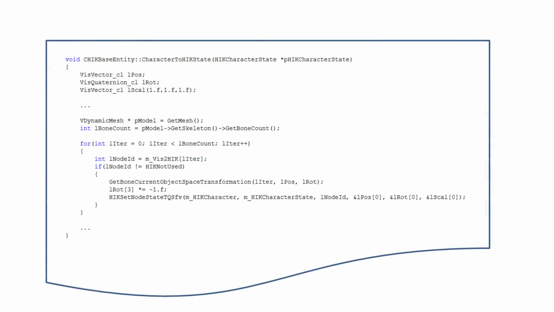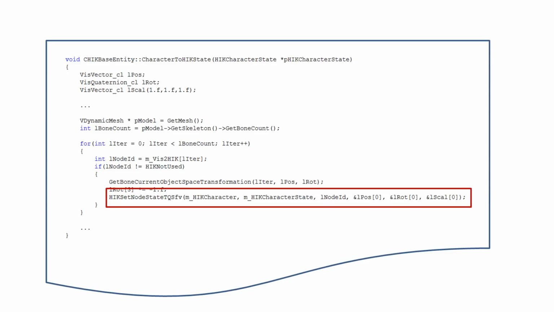so we can start reading the input pose from the game engine. To provide HumanIK with the FK transformation for each node of your skeleton, please call the HIK setNodeState function. This takes 3 parameters, a translation, a rotation, and a scale value.